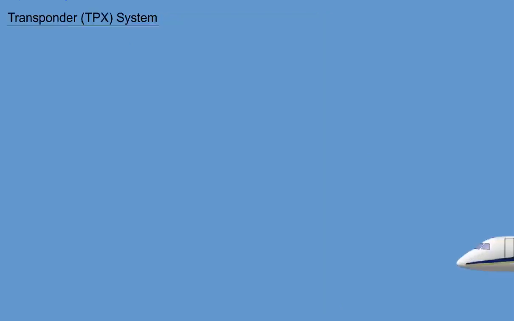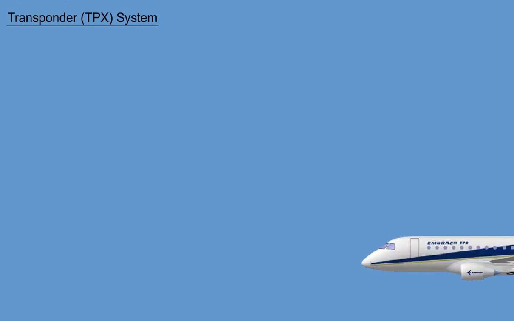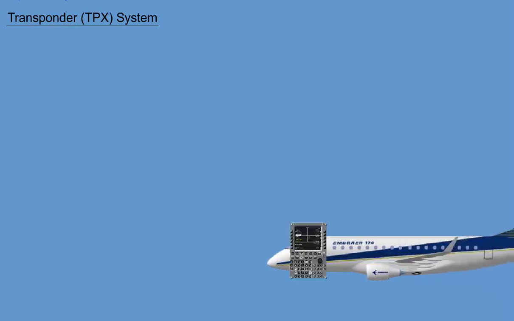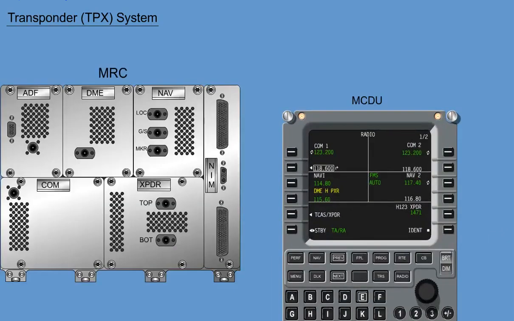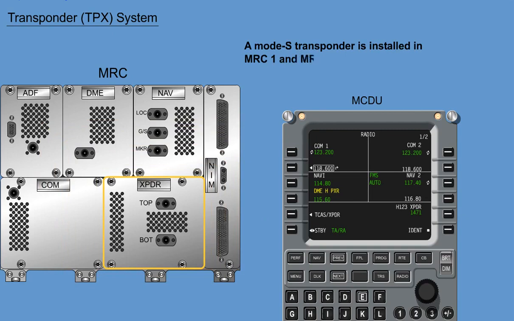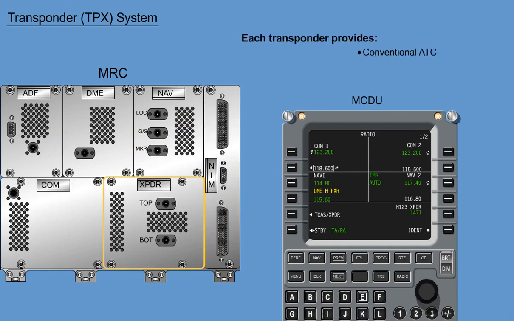The transponder system is an integrated part of the EPIC Avionics suite. Transponder, XPDR. A Mode S transponder is installed in MRC1 and MRC2. Each transponder provides both conventional and enhanced ATC functions.